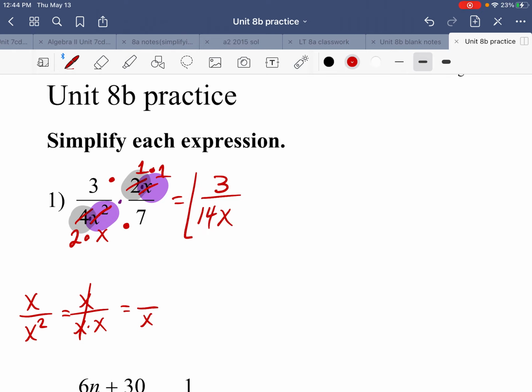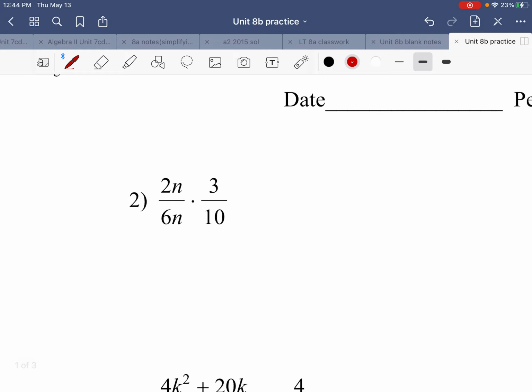Number 2. All right, all monomials again. So let's look at our numerators. We have a 2 in the numerator. It can be reduced with the 6 or the 10, not both, 6 or 10. So I'll just do 2 divided by 2 is 1, 6 divided by 2 is 3. We now have an n in the numerator and an n in the denominator. N divided by n is 1. So we're going to have times 1 times 1.